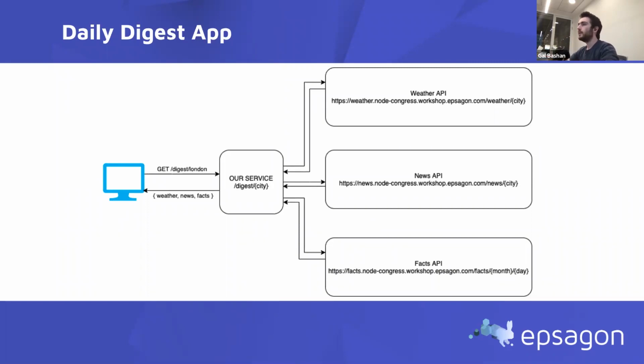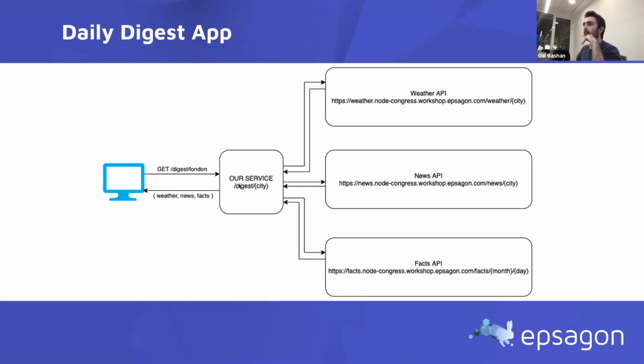We're going to build an application that gives a daily digest of a specific city. So if I ask for the daily digest of Chicago, I'll get the digest for Chicago. If I ask for the daily digest for Paris, I'll get the digest for Paris, et cetera, et cetera. And how it works is basically that our service will have an HTTP endpoint, a GET HTTP endpoint.